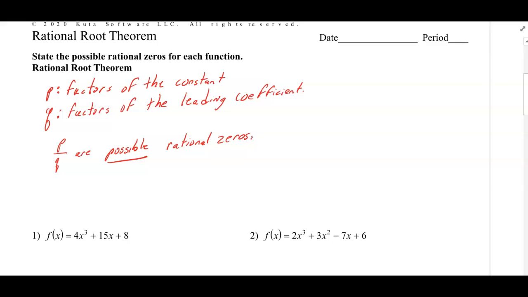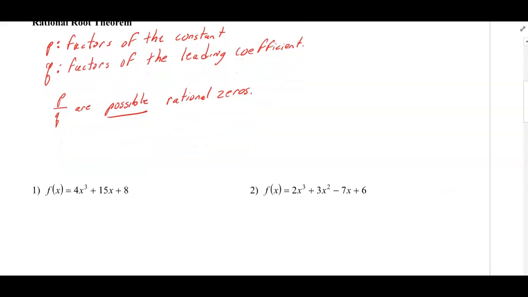Okay. So we're going to look at example number 1, and then there are 6 problems on this worksheet that you can try the other examples, and the answers are listed on the next page. So if you look at problem number 1, the P's are going to be the factors of 8. So plus or minus 1, plus or minus 2, plus or minus 4, plus or minus 8. The Q's are the factors of the leading coefficient, which is 4. So plus or minus 1, plus or minus 2, plus or minus 4.